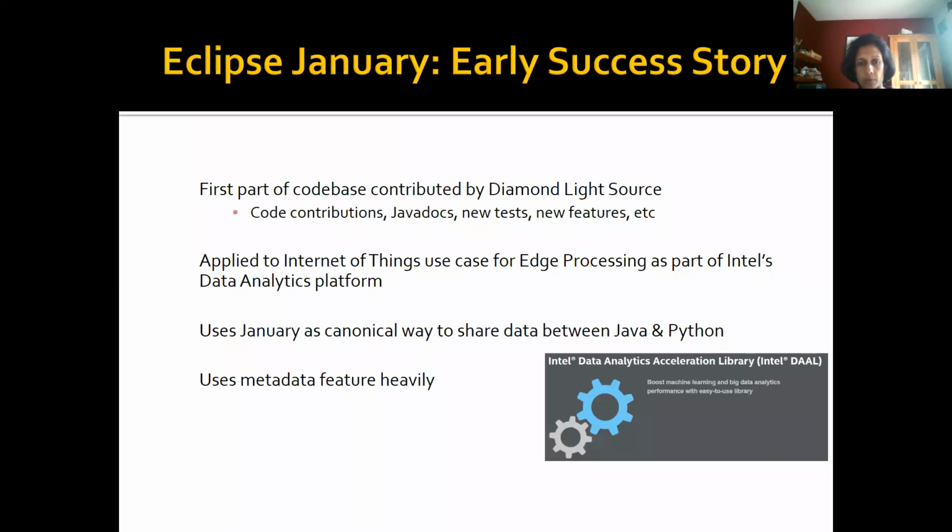And they were using some of the features where you could tag metadata on it very heavily. So I think for us, it was no big surprise that this technology, which had sort of come out of the scientific sector, would have these applications for the Internet of Things.